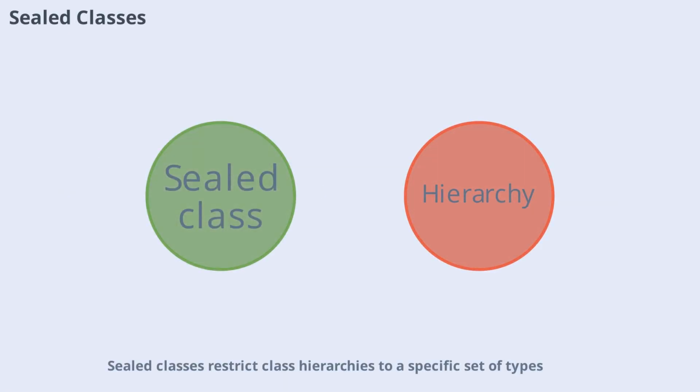Sealed classes restrict class hierarchies to a specific set of types, making them ideal for representing restricted states or outcomes. Subclasses can only be defined within the same file, enabling exhaustive when statements and improving safety. Sealed classes are useful for modeling situations with limited possible states, such as network results or event handling. They ensure all cases are handled at compile time, reducing errors and enhancing code clarity.